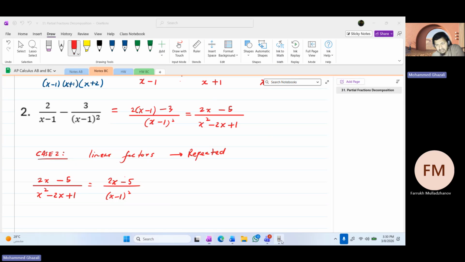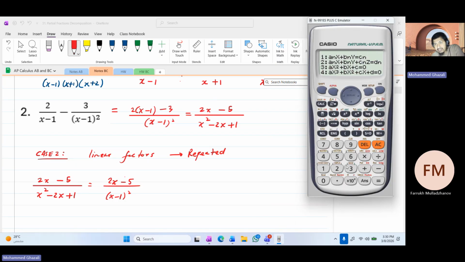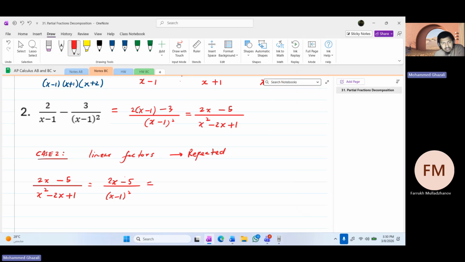Or if you use your quadratic function, mode 5, 3, you'll enter 1, minus 2, and 1. And you'll see that you are only getting one single answer. In other words, it's x minus 1 squared. It has to be a quadratic. So now how do I decompose something like this? Your decomposition rule is A over x minus 1 plus B over x minus 1 squared, right? And because this is linear and it's repeated, it's just going to say there's A and there's B. That's it. Now solve for A, B.